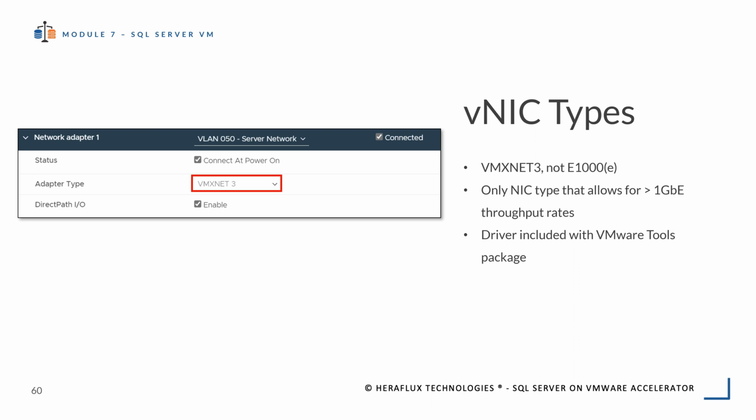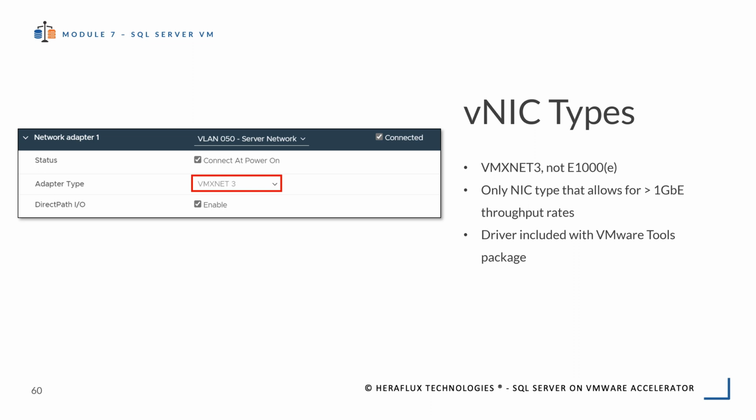You'll notice that I rarely make blanket recommendations with any of these modules. This is a blanket recommendation. Use the VMXNet 3 adapter type for all of your virtual SQL servers, period. This adapter is modern and quite fast and allows for throughput rates greater than 1 gigabit. The driver is included with the VMware Tools package, which your virtual machine admins should always install as the first thing they do after a virtual machine is provisioned.